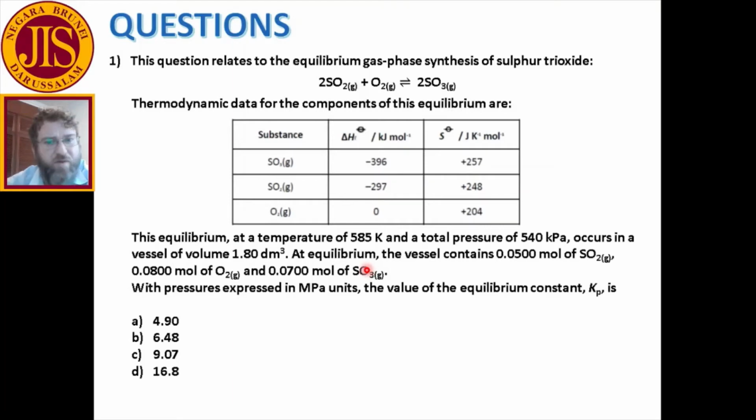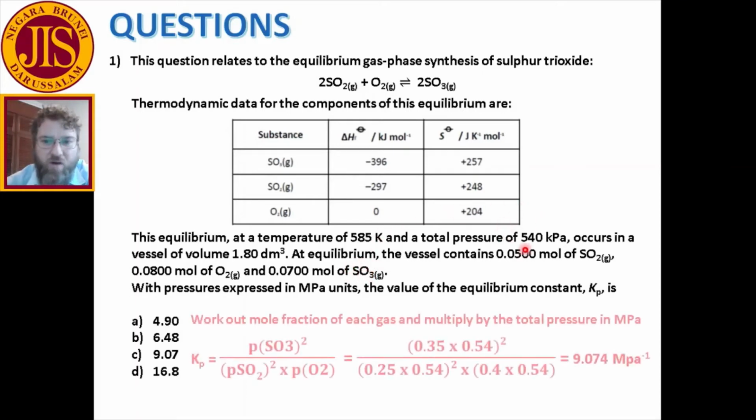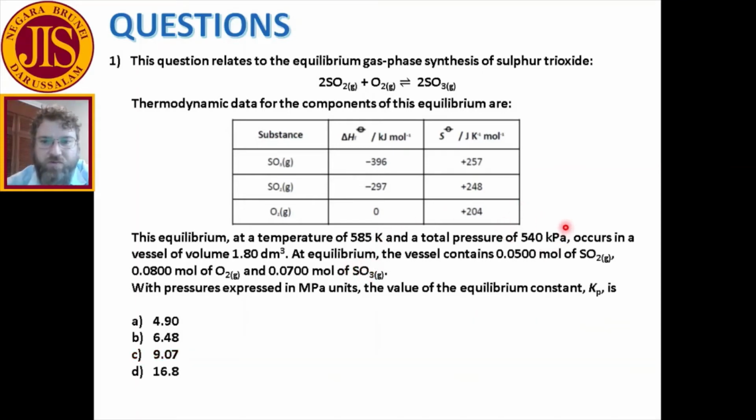And then once you've got those mole fractions, you can work out the partial pressures by multiplying them by the overall pressure. Whoops, I shouldn't expose that so quick. By multiplying the mole fractions by the overall pressure, that gives you the partial pressures, which we're going to need to then put into the equilibrium expression. Okay, so it's a couple of stages.